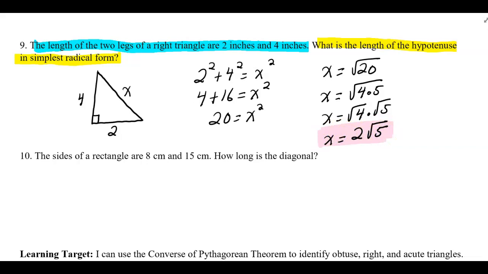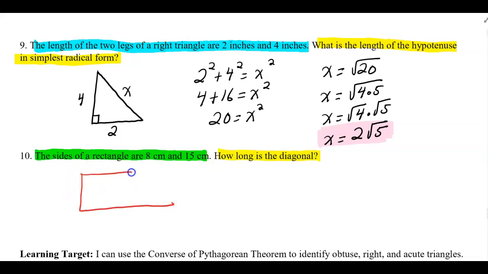Problem number 10 is also an application of the Pythagorean Theorem. It says the sides of a rectangle are 8 and 15. How long is the diagonal? So I'm going to draw a rectangle. I'm going to label the sides 8 and 15, and from a previous chapter we know the opposite sides are congruent. The goal is to find the length of the diagonal, which is the blue line.